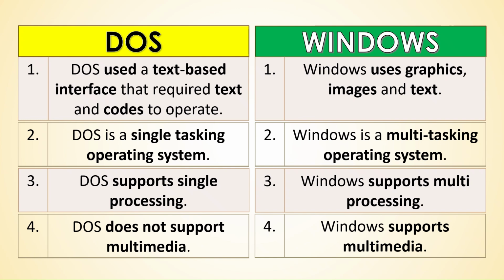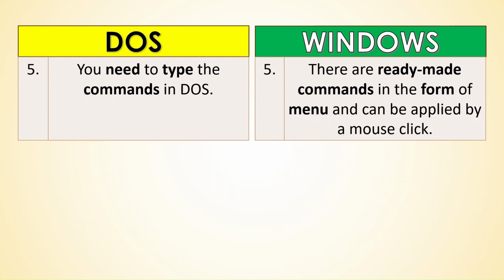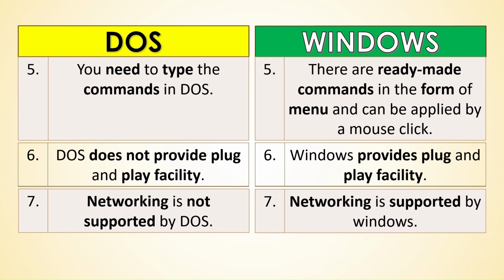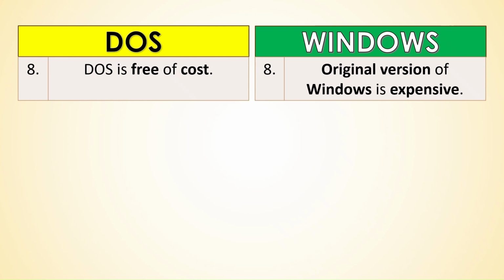Windows supports multimedia. You need to type the commands in DOS. In Windows, there are ready-made commands in the form of menus and can be applied by a mouse click. DOS does not provide plug-and-play facility. Windows provides plug-and-play facility. Networking is not supported by DOS. Networking is supported by Windows. DOS is free of cost. Original version of Windows is expensive.